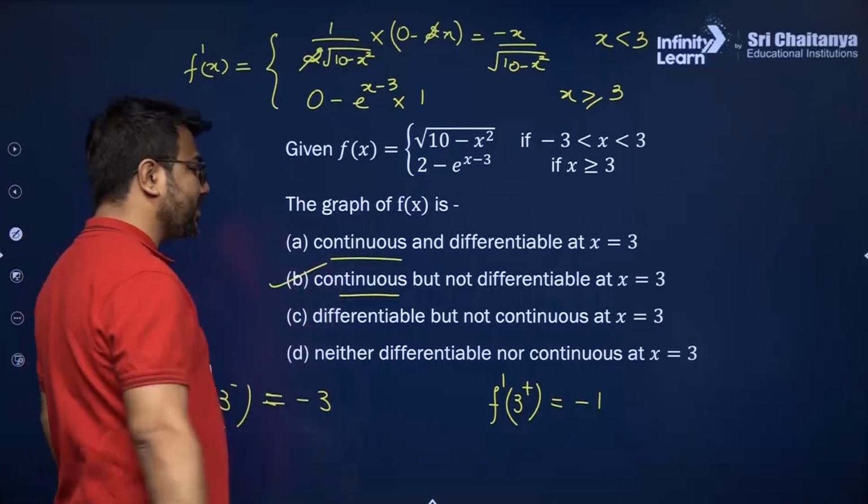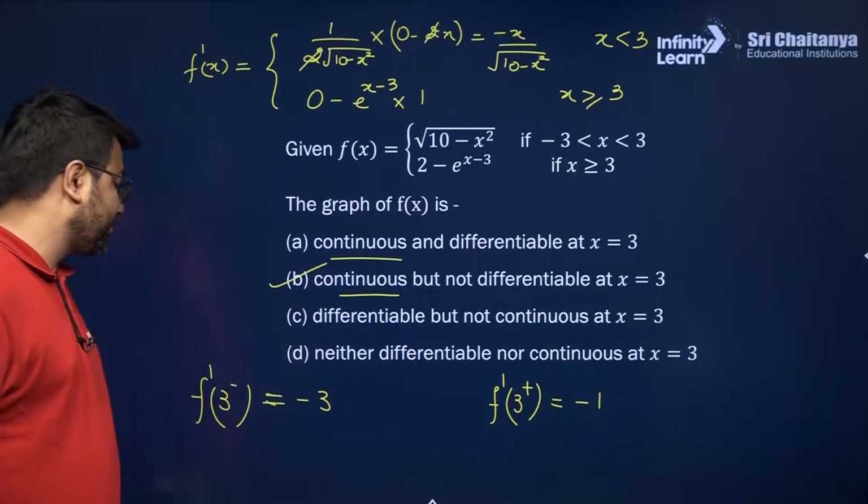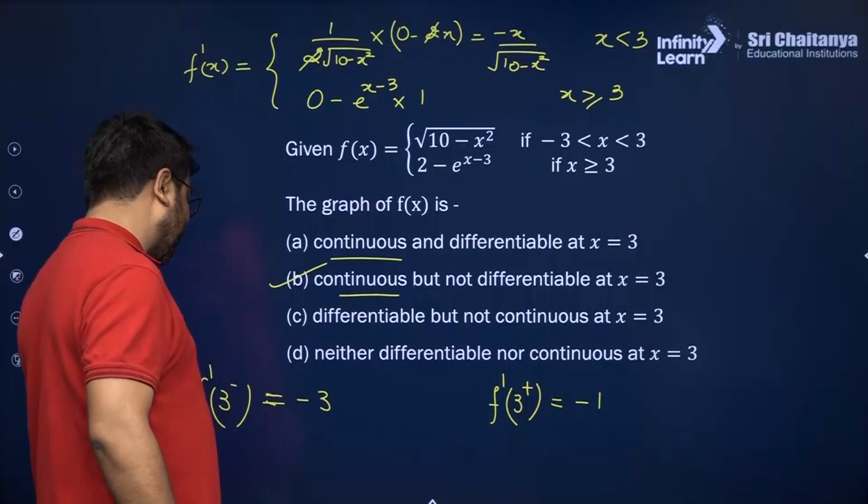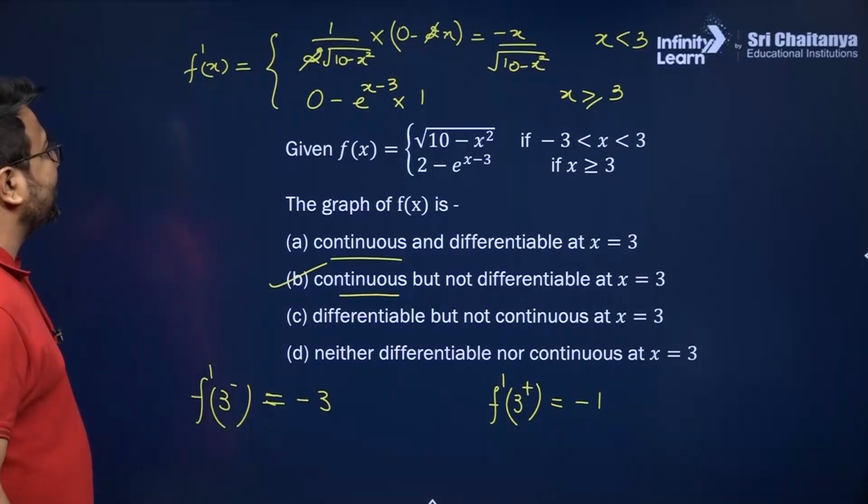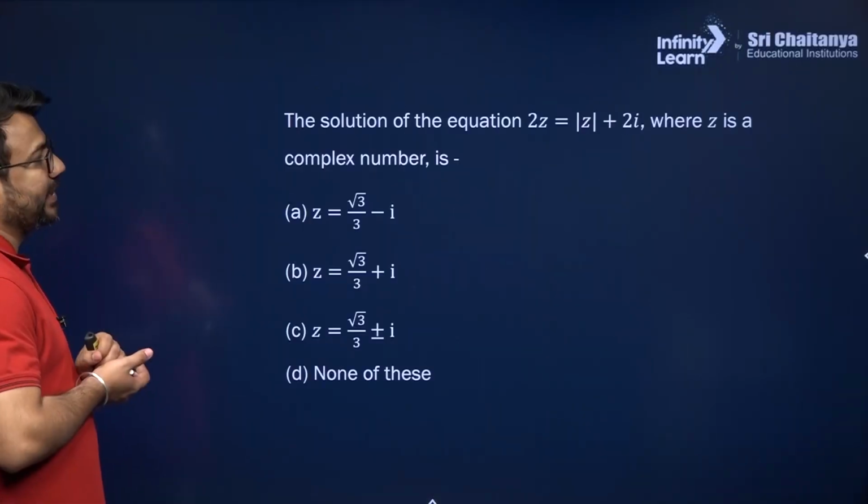So f(x) is continuous but it is not differentiable at x equals 3, which will be the final answer for this particular question. I hope you are able to understand. So that is why we are moving ahead to the next question.